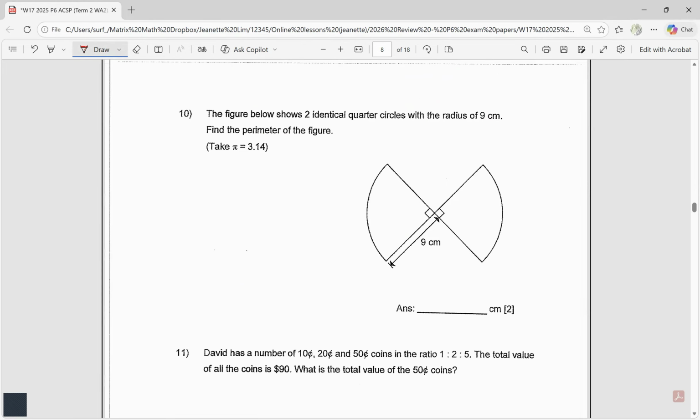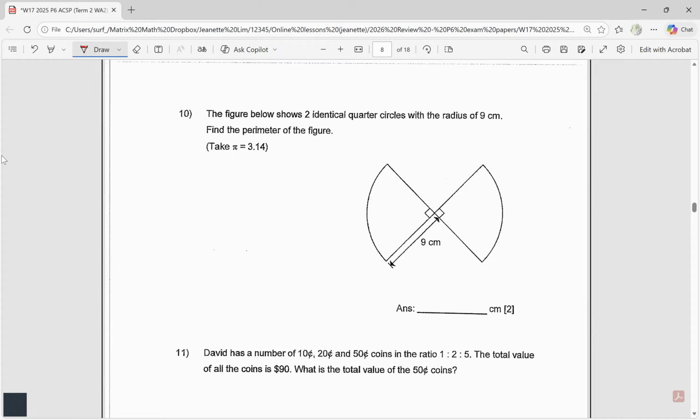Question 10. Figure shows 2 identical quarter circles with radius 9 cm. Find the perimeter of the figure. Okay, so perimeter of the figure includes 4 straight lines, right? So 4 times 9 will be part of the working. The other thing we need to find is the arc. So we have a quadrant and then a quadrant.